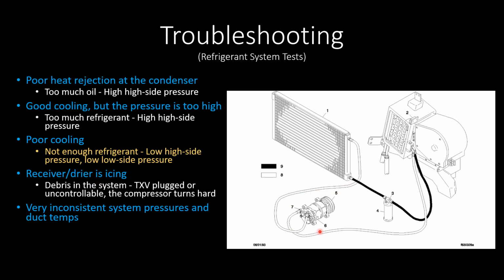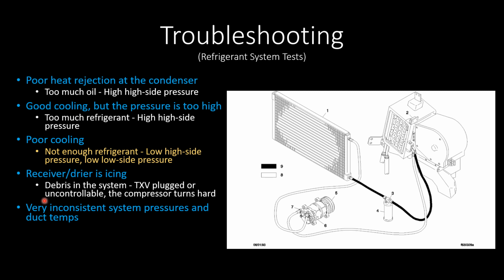And again, it doesn't show up right away sometimes. A previous repair failure can take a month, it can take a day, it can take 5 years. So this is a situation. If you have the receiver dryer icing up, it could mean that your TXV could be plugged, or your compressor is also hard turning. So that's gonna cause that, right?